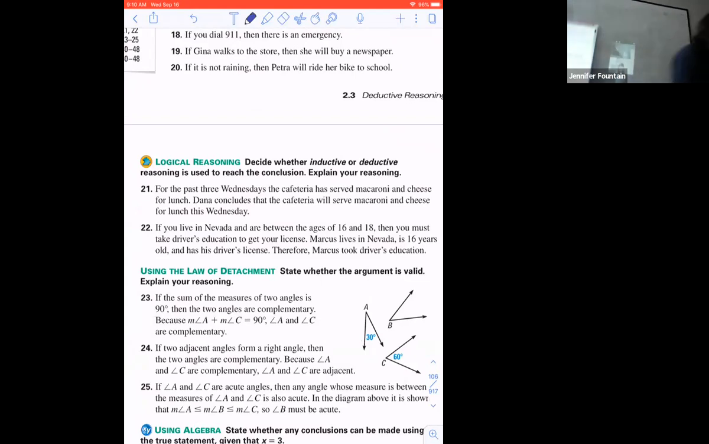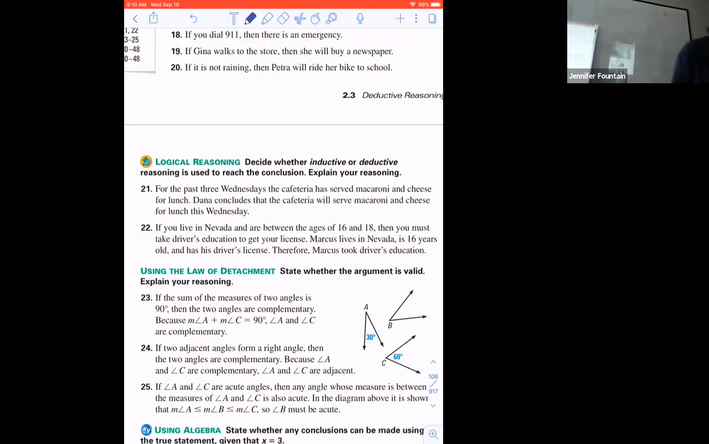Okay? So if we look at number 22, it says, if you live in Nevada and are between the ages of 16 and 18, then you must take driver's education to get your license. Marcus lives in Nevada, is 16 years old, and has his driver's license. Therefore, Marcus took driver's education. So what do you think about that one? Is that inductive or deductive?